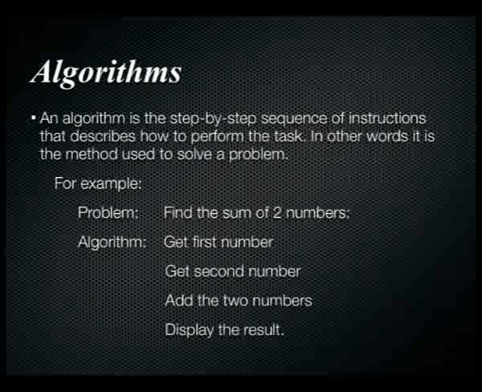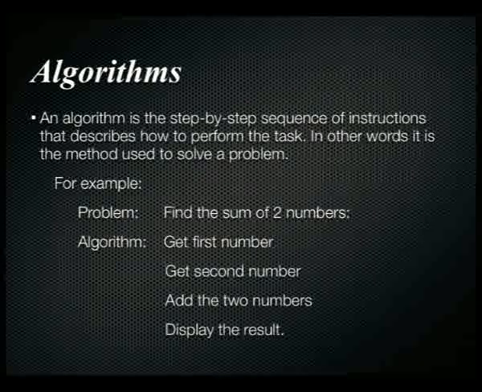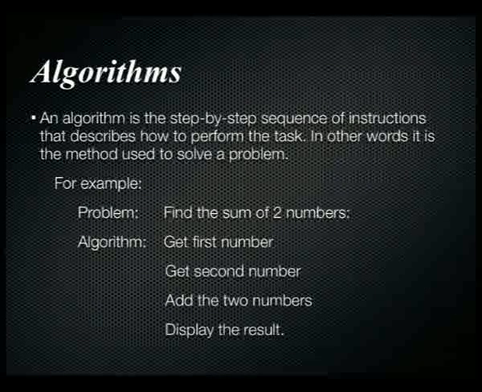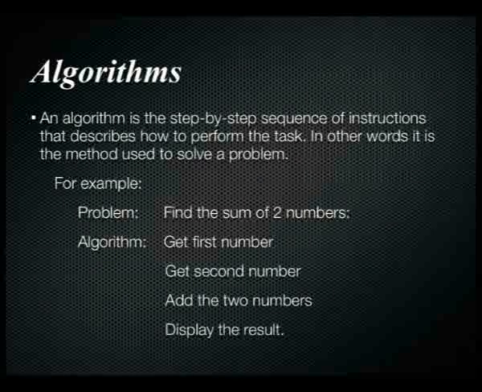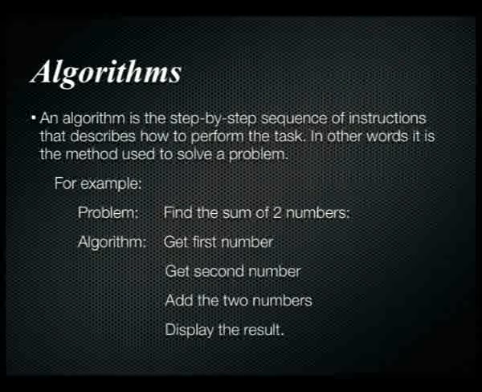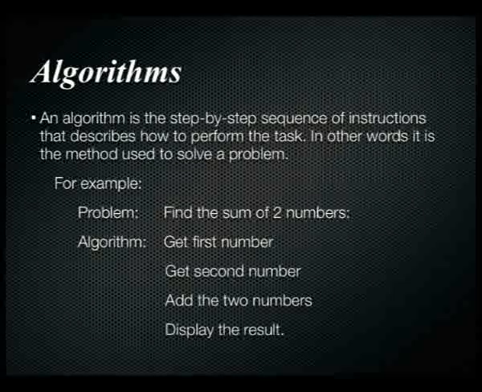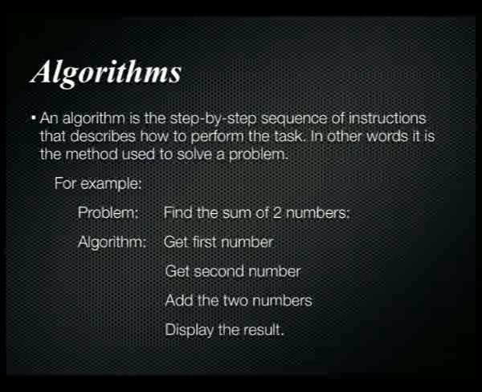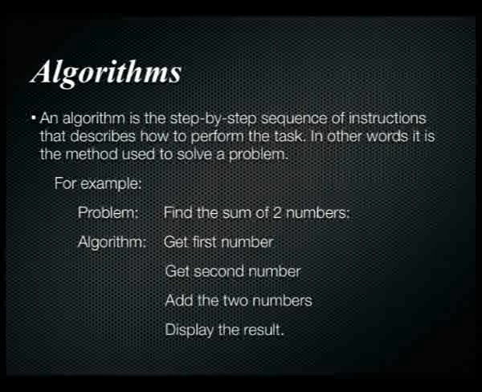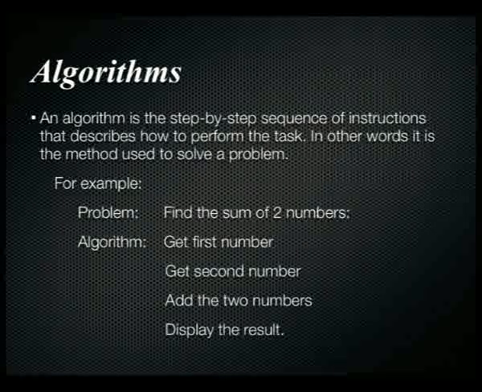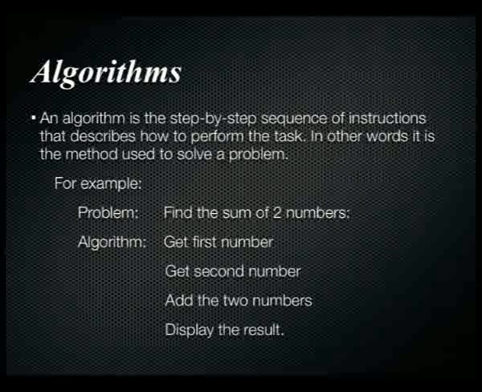So to give you an example of what an algorithm is, let's say you want to add two numbers together. That's a pretty simple thing to do, but if you had to explain it to a 4-year-old, it can be quite complex to them. So you'd break the problem down into intermediate, simple steps that a 4-year-old could follow. So you want to find the sum of two numbers. First of all, you get the first number, you get the second number, you add the two numbers together, and you display the result. So they're the 4 steps involved in adding two numbers together.